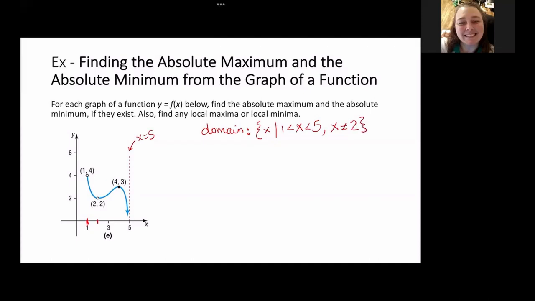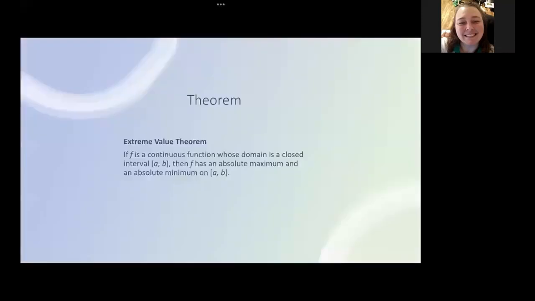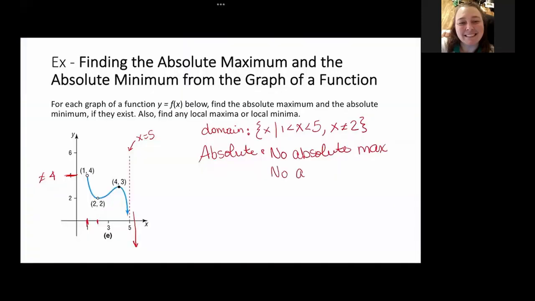Okay. Now, let's look at absolute max and absolute min. So for my absolutes, do we have any absolutes? So the highest value we have here is 4, but we're never equal to it. Okay, so there's no absolute. As far as our min goes, we keep going on to infinity here. Oops, that's supposed to be an n. Min, yeah, that'll work.